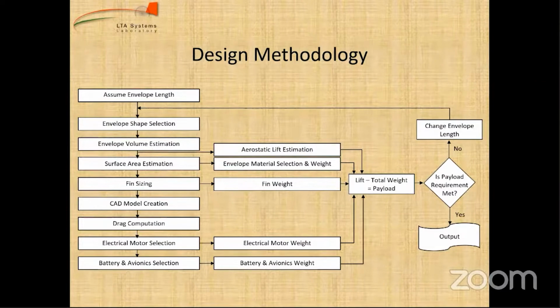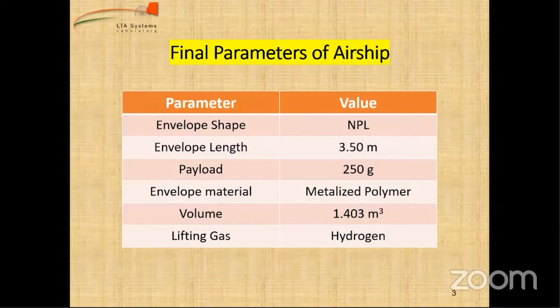So that will take too much time. So we don't do this manually. We do it using a computer. Correct? Now, the next thing that we do normally is, these are the final parameters of the airship, right? All of you remember these values, that we have found that the airship is feasible if you use hydrogen with a volume of 1.403 cubic meters. A 3.5 meter length for NPL shape gives you the payload of 250 grams.